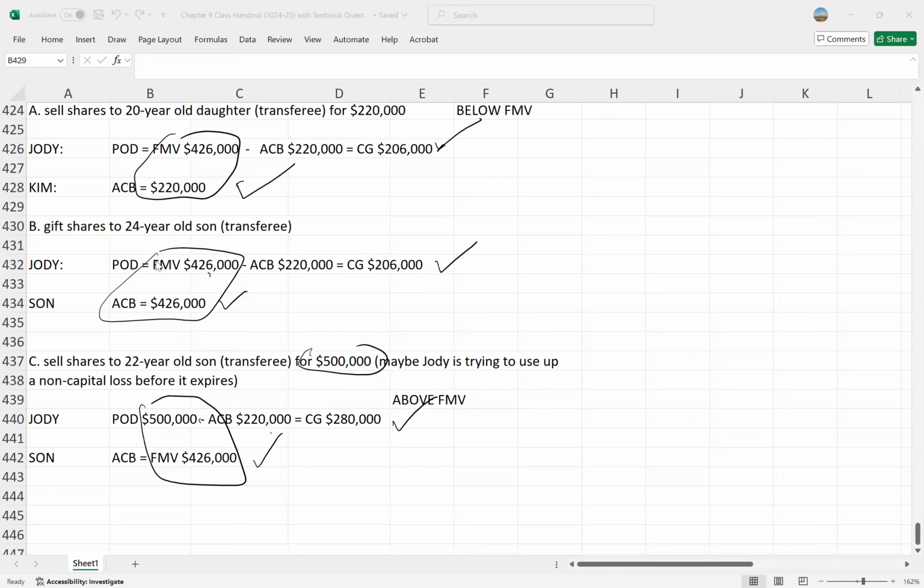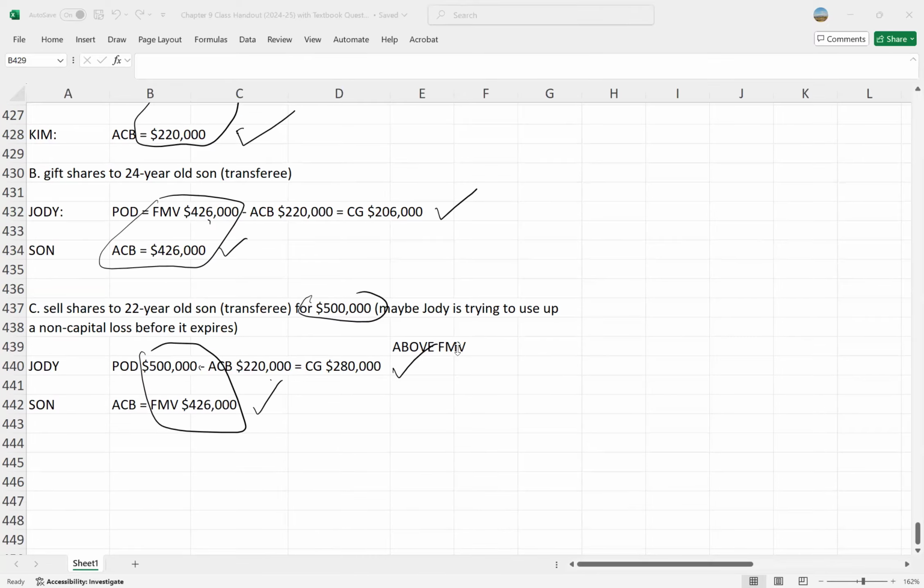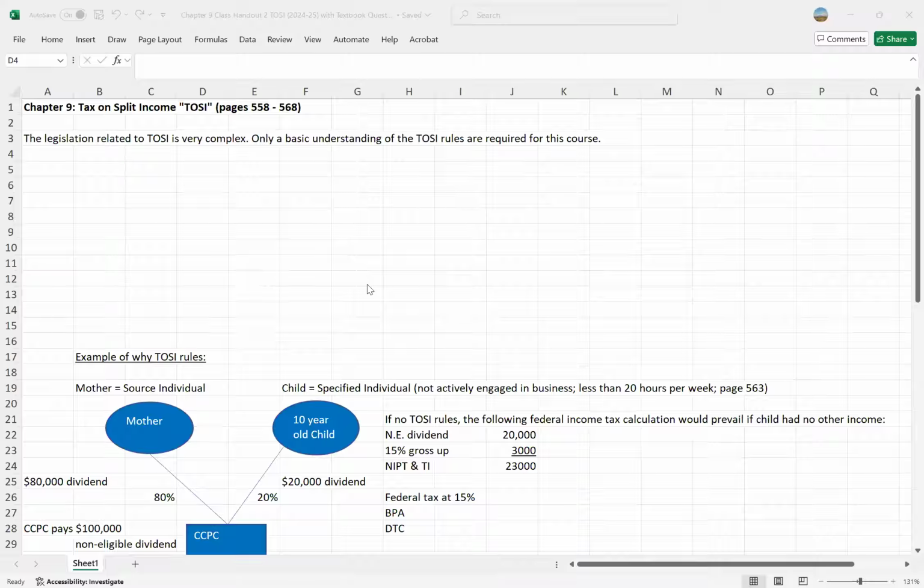As I mentioned, there is this second handout that I posted on eLearn. I'll bring up the next handout. This deals with a bit of an advanced topic called tax on split income, and it's talked about on pages 558 to 568. It's quite a lot of material, but it's very advanced material.